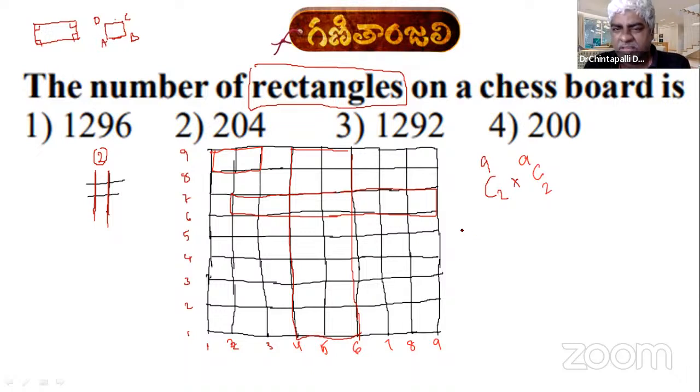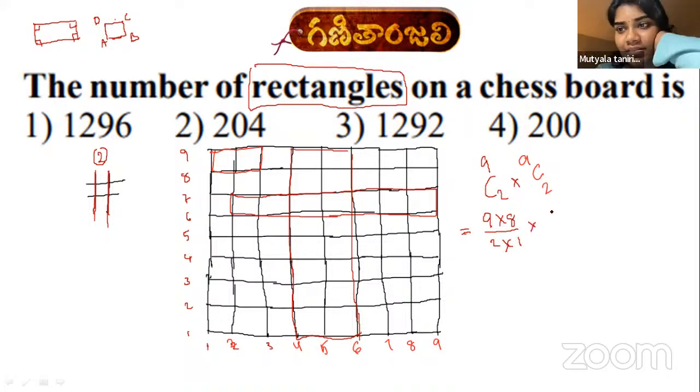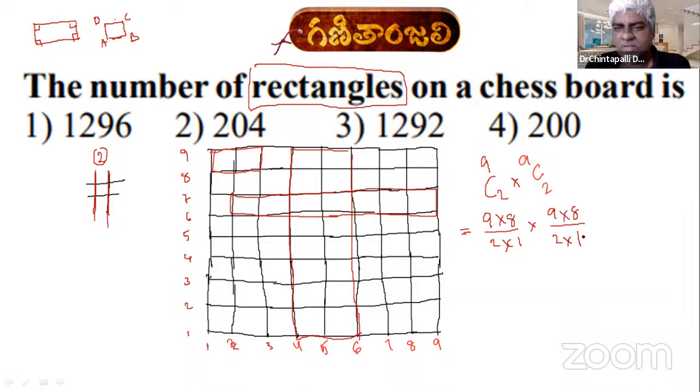Right? Very good. I taught you one trick to find its value easily. Do you remember? It is 9 times 8 by 2 times 1. Again 9 times 8 by 2, that is 36. 36 times 36. Yeah. Do it on the screen and mark the option.